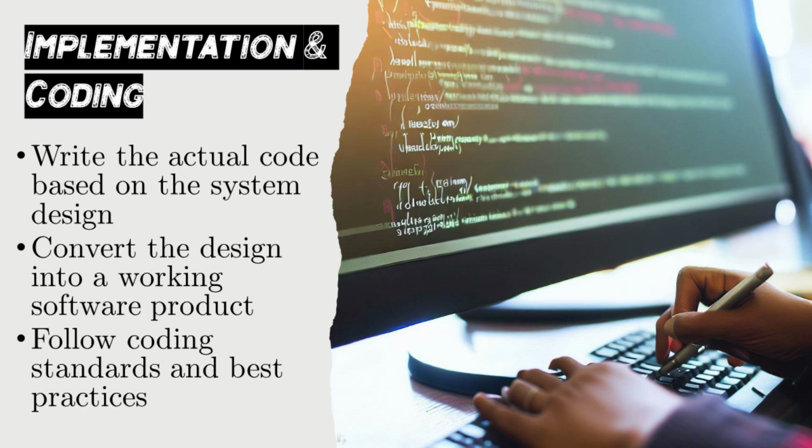Implementation and coding. After the system design is finalized, we move on to the implementation and coding phase. This is where the software engineers write the actual code based on the design specifications. They follow coding standards and best practices to ensure the code is readable, maintainable, and efficient.